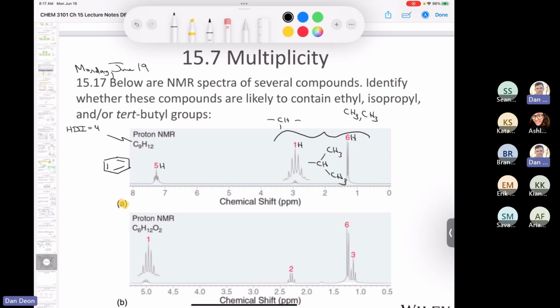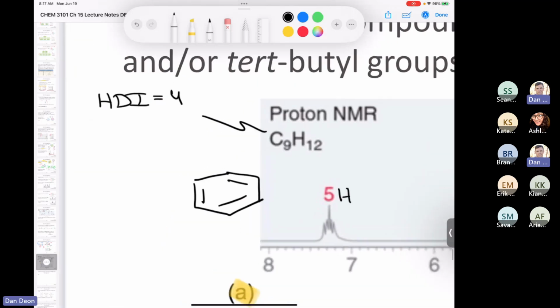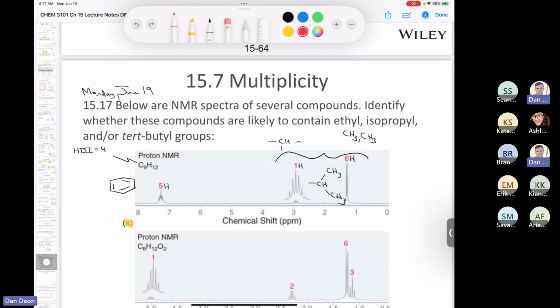All right. What's the HDI for an aromatic ring? What's the HDI for an aromatic ring? Well, you have 1 pi bond, 2 pi bonds, 3. So that's 3, but then you have a ring. So that's a total of 4. So the HDI for an aromatic ring is 4. So there you go. Now we know the structure of the compound. The compound must be this.